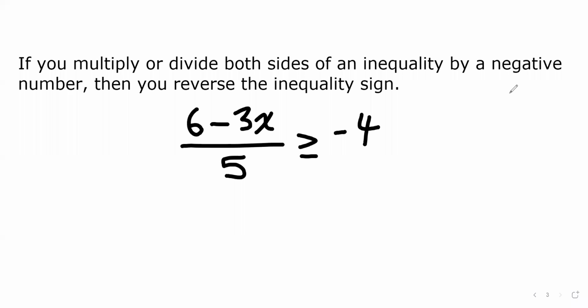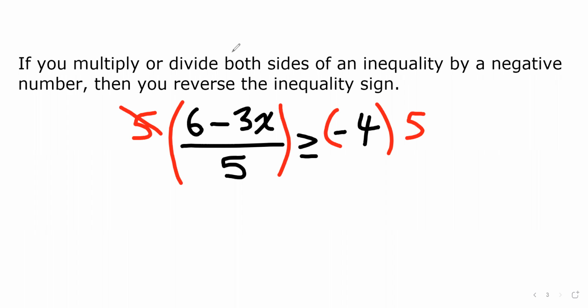All right. Oh no, a fraction. Well, don't let it bother you, because by now you should know that to get rid of a fraction, which is just a division problem, we're going to multiply both sides by the denominator. So let's start by multiplying both sides by 5. That will cancel the divided by 5 on the left, leaving a 6 minus 3x on the left. On the right, we get -4 times 5, which is -20.